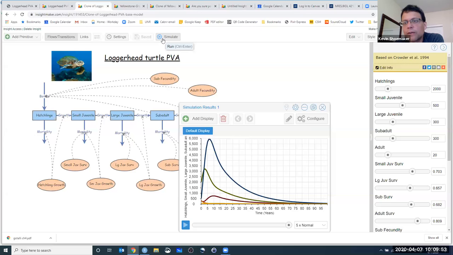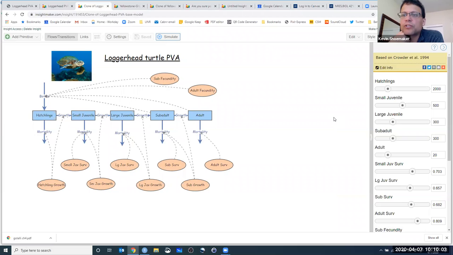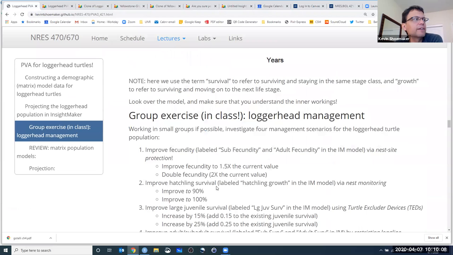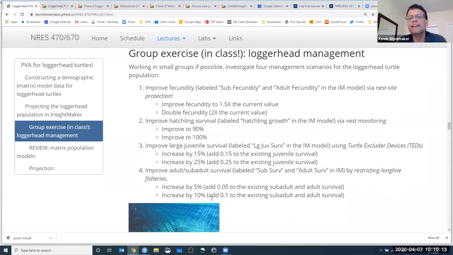This is the base model from Crowder et al, 1994. So this is the base model. What I'm going to ask you to do here, instead of parameterizing the model, is change the parameters according to some scenarios, all right? So let's go through one of the scenarios, where it says group exercise, loggerhead management. This is where we're going to look at threat mitigation efforts. And we're going to look at several different threats and try to mitigate them.